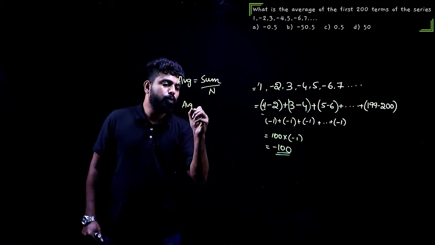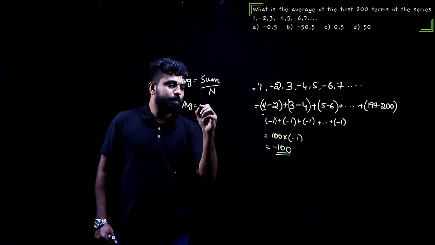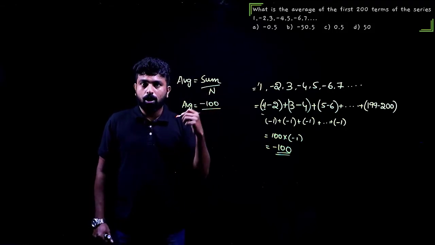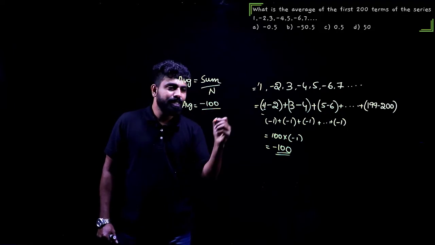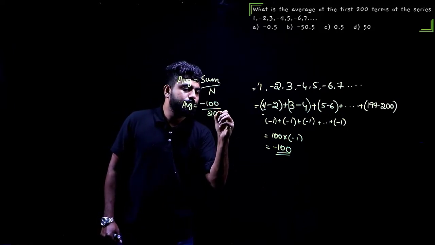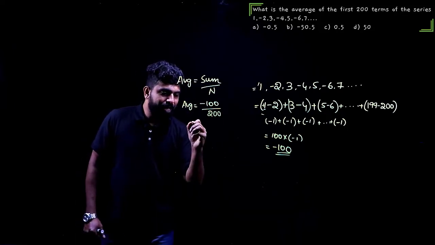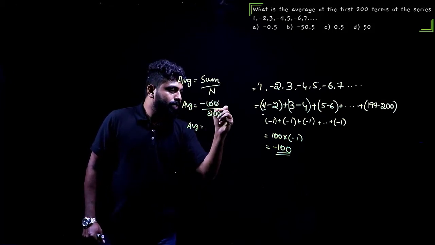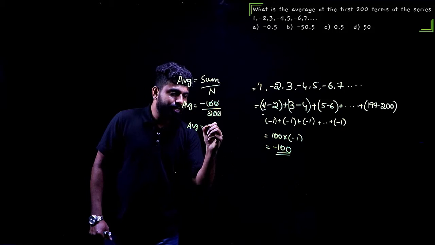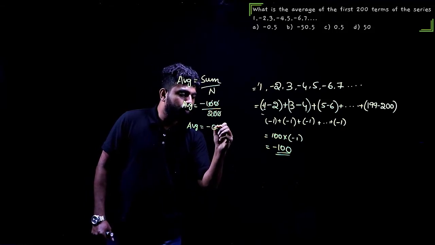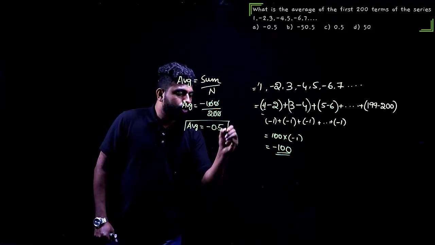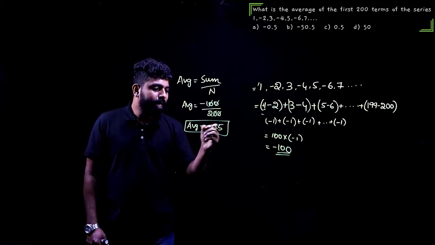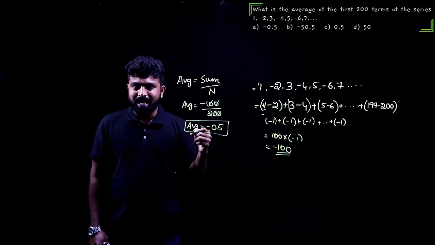So what will be my average? Average will be equal to the sum, which is minus 100, divided by the total number of terms. What are the total number of terms which I have in the series? It will be 200 terms. So what will be my average? Two zeros get cancelled, 1 by 2, which is nothing but minus 0.5. Do we have this in our options? Yes. Option A, minus 0.5 will be my correct answer.